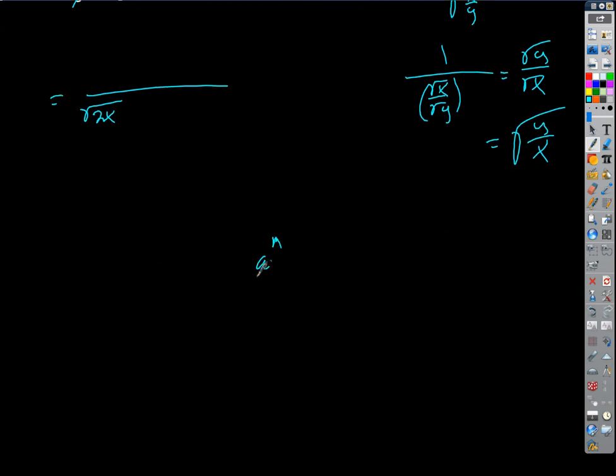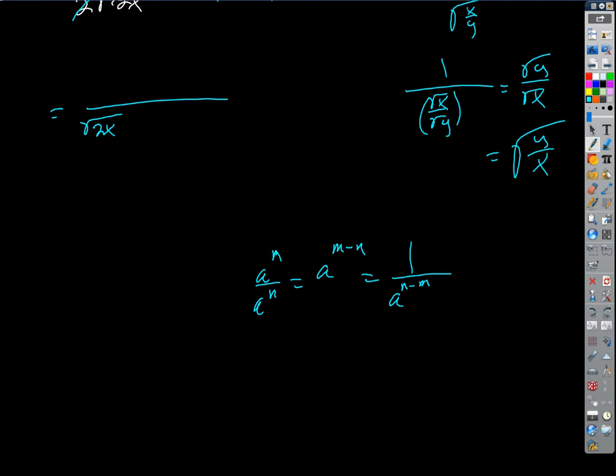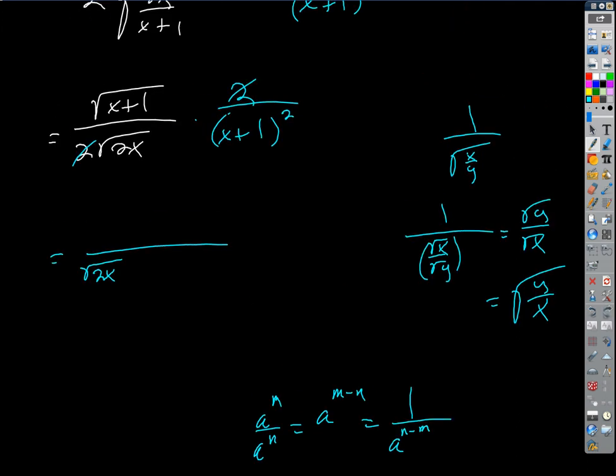If I have a to the m over a to the n, what's that equal to? A to the m minus n, or you might remember back in Algebra 2, if n is bigger, we can just jump right to 1 over a to the n minus m, right? And so that's just going to be on the bottom, x plus 1 to the 3/2, right? 2 minus 1/2, 3/2.